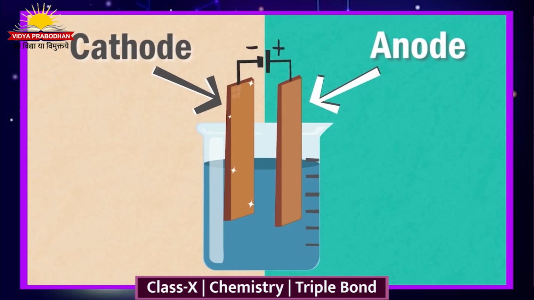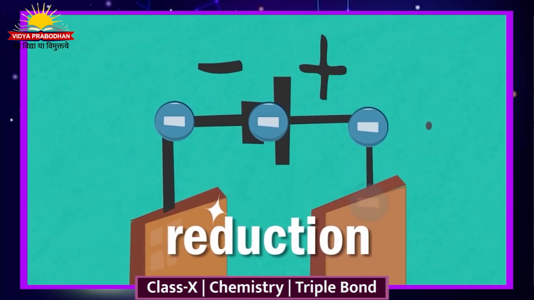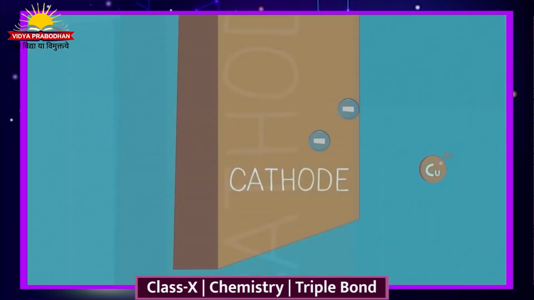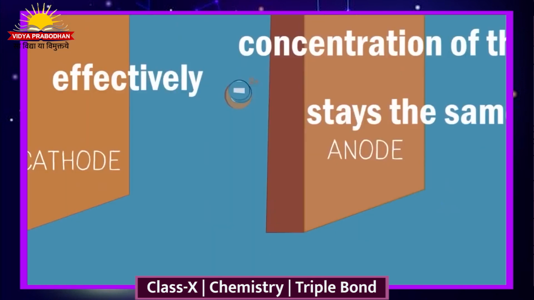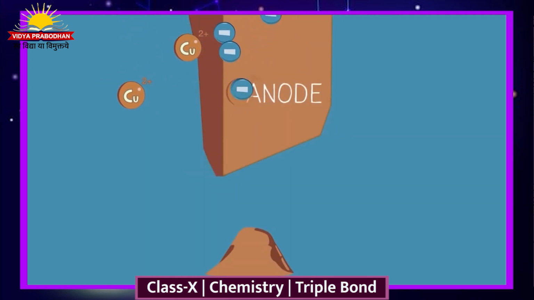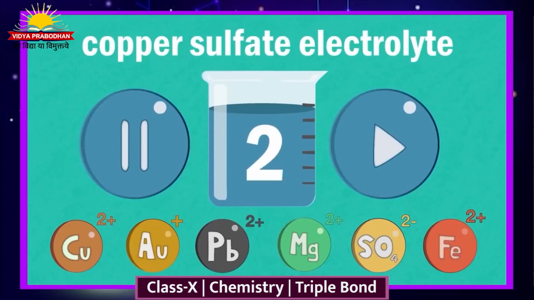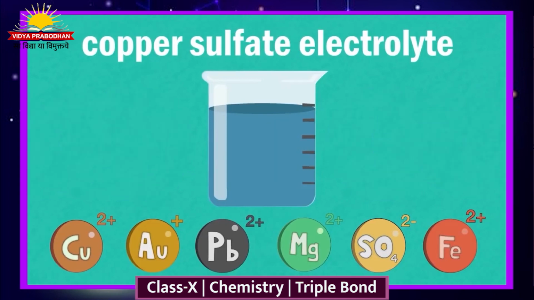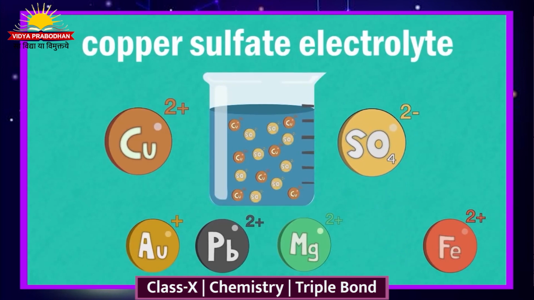On passing electric current, impure copper from the anode dissolves and goes into copper sulfate solution, and pure copper from the copper sulfate solution deposits on cathode. Thus, pure copper metal is produced on the cathode. The soluble impurities go into the solution, whereas insoluble impurities collect below the anode as anode mud. Copper sulfate solution, that is CuSO4 solution, contains copper ions, that is Cu2+, and sulfate ions, that is SO4 2-.